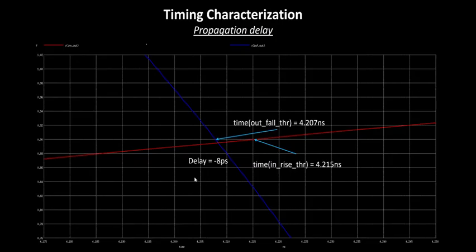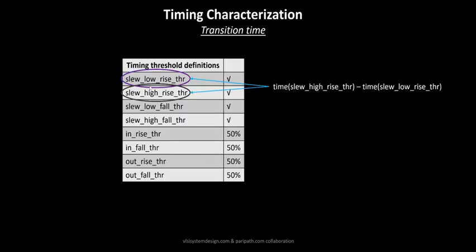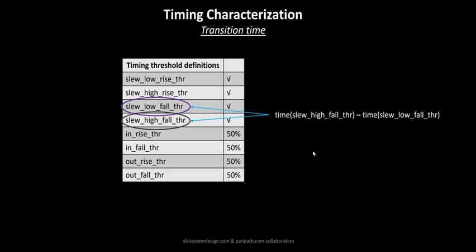So circuit design is a really important step, if you try to conclude from this video. Next, we are looking into the next topic, which is timing characterization for transition time. Transition time is pretty easy to identify, because you have the values of slew low rise and slew high rise. For a rise waveform, you just need to subtract high minus low, and that will give you the slew of the waveform. Similarly, for the falling waveform, you just subtract high minus low for the fall, and you will get the slew.